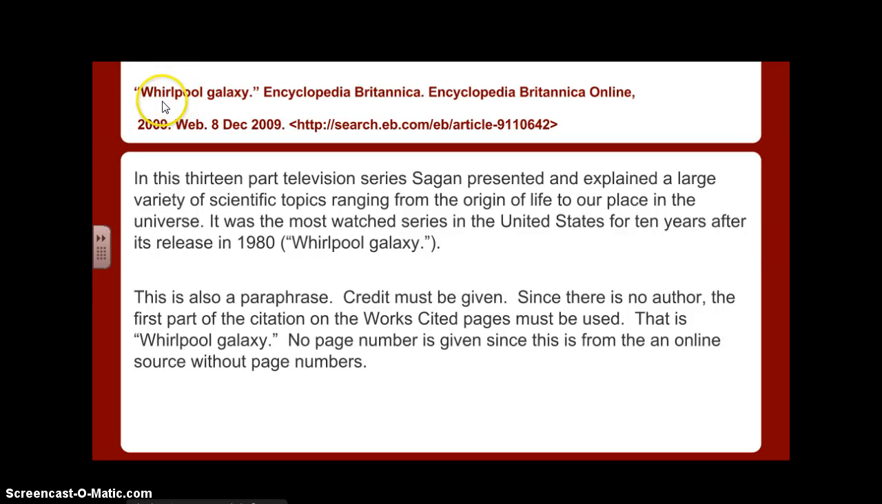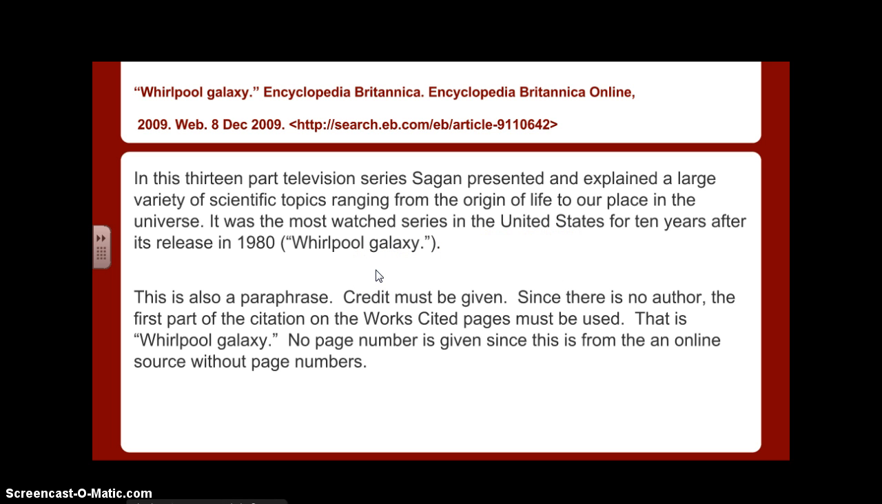If you happen to have a really long title, like Whirlpool Galaxy in the space that somebody discovered a long, long time ago, you don't have to put that entire title. What you do is you list the words until you get to the first noun. Galaxy is the first noun. So you would put quotation mark, Whirlpool Galaxy, dot, space, dot, space, dot, quotation mark, parenthesis, period.